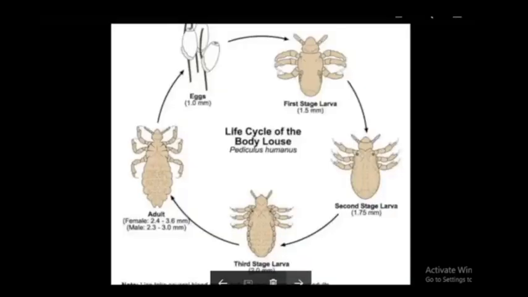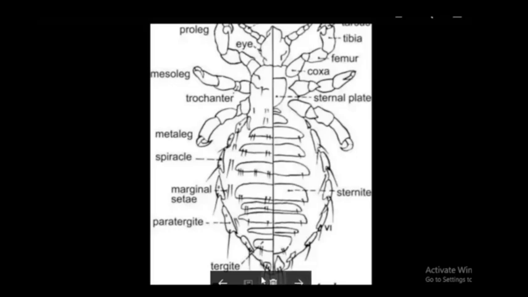You can see this is their life cycle here, from the egg to the larva, the second stage of the larva, and then it comes to the adult stage. This is a labeled diagram of that particular animal. All these parts on one side of the line in the middle are the dorsal view, looking at the animal from the top, while this place is the ventral view, looking at it from underneath. So these are the things that we need to see about that particular specimen.